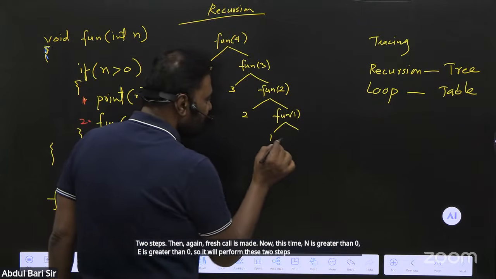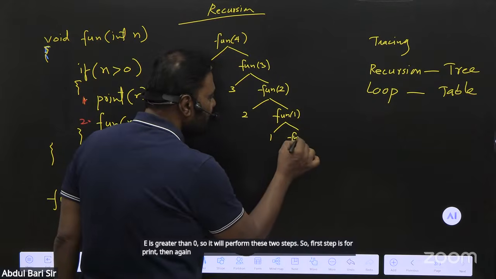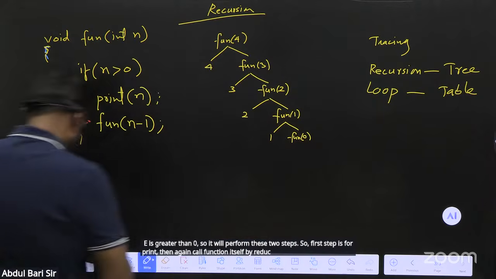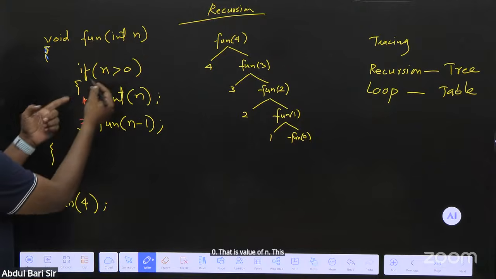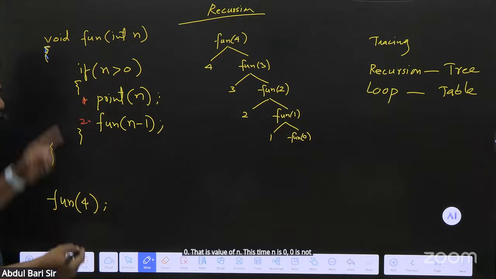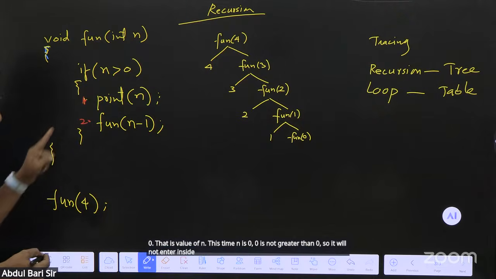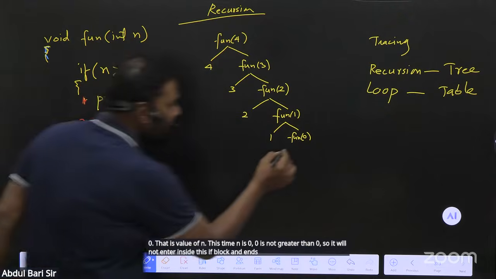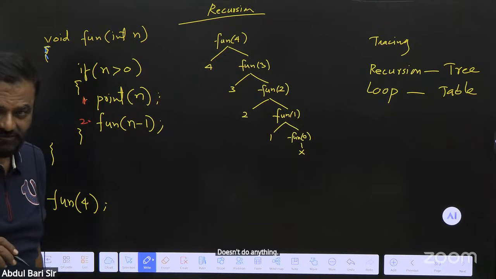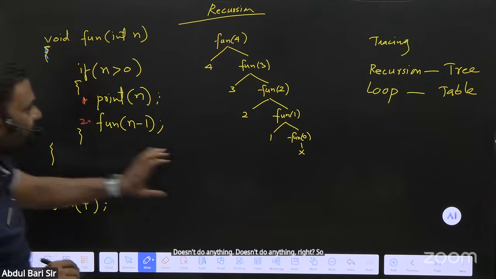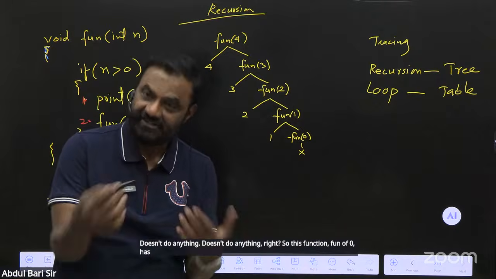First step is what? Print 1. Then again call the function itself with the reduced value of n. This time n is 0. 0 is not greater than 0. So it will not enter inside this if block and ends. This simply terminates. It doesn't do anything. So this function fun of 0 has done nothing, has finished.